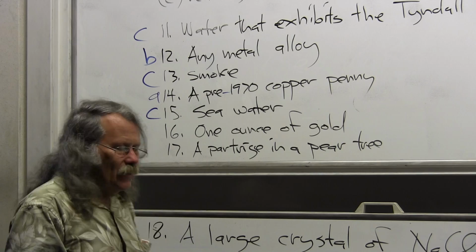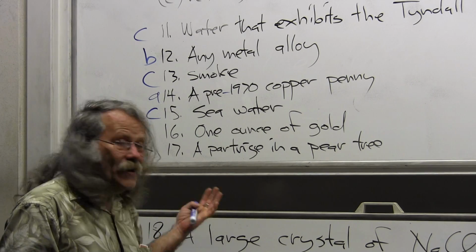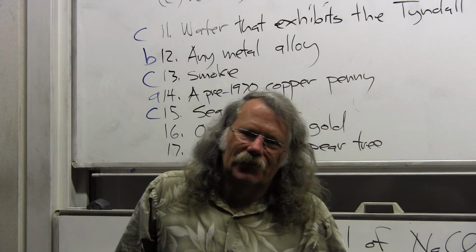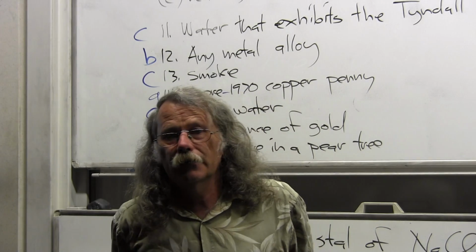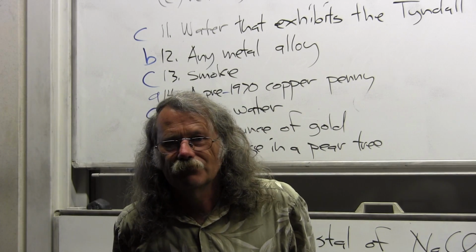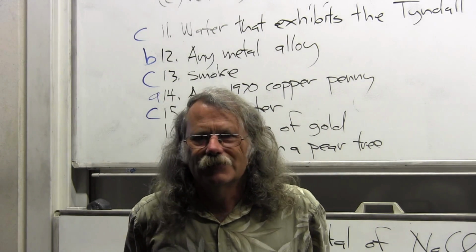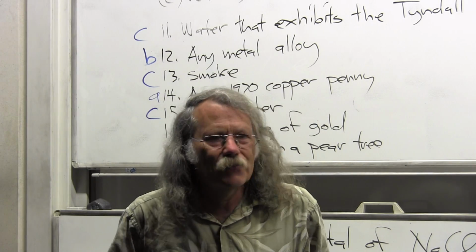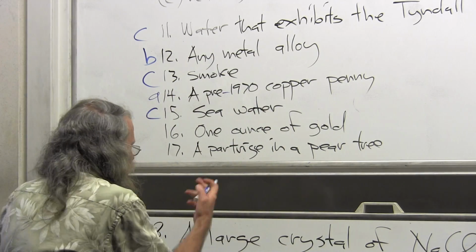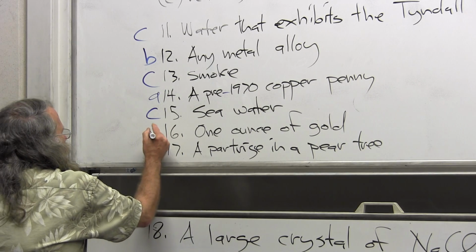Okay, number 16. 1 ounce of gold. Well, does the amount really matter? No. It's an ounce of what? Gold. What is that? That would be a pure substance. So that would be A.